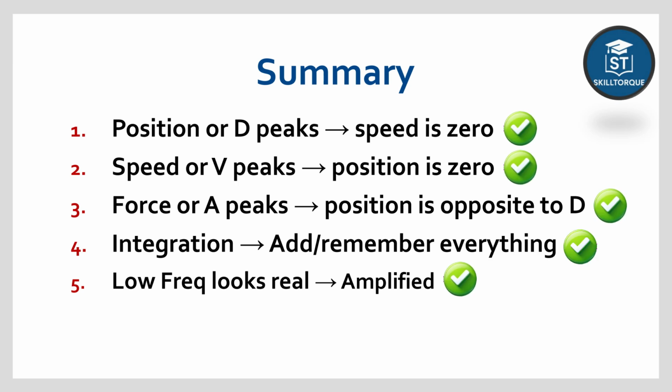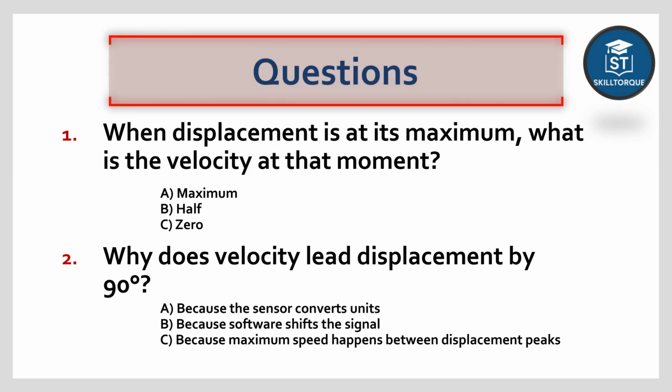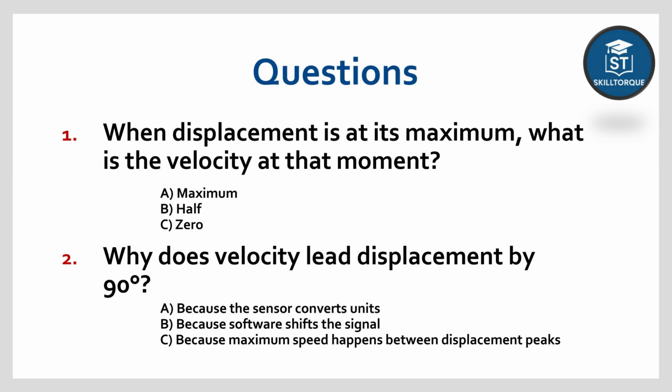Let's come to the last part of our video regarding the questions. The first question is for you: when displacement is at maximum, what is the velocity at that moment? Three options are given for you here. You can put the answer in the comment section. And the second question is: why does velocity lead displacement by 90 degrees? Again, I have given you 3 options, and please mention your answers in the comment section. If you can answer these questions correctly, that means you truly understand the phase shift.